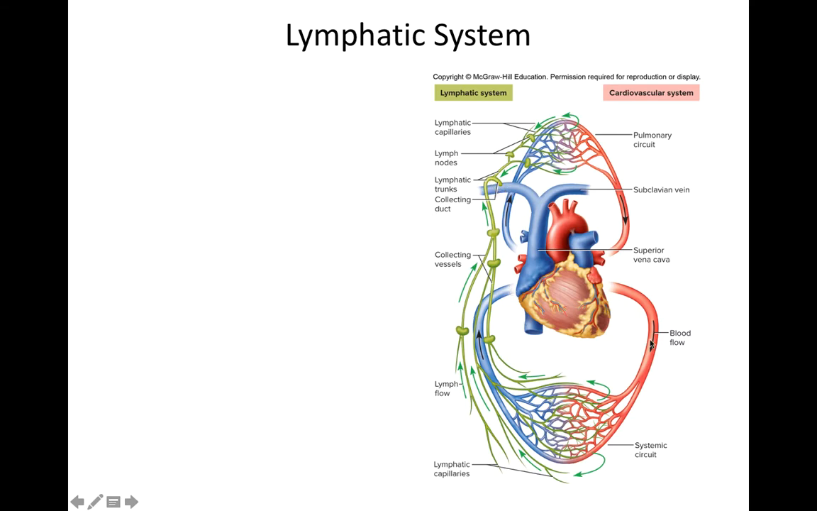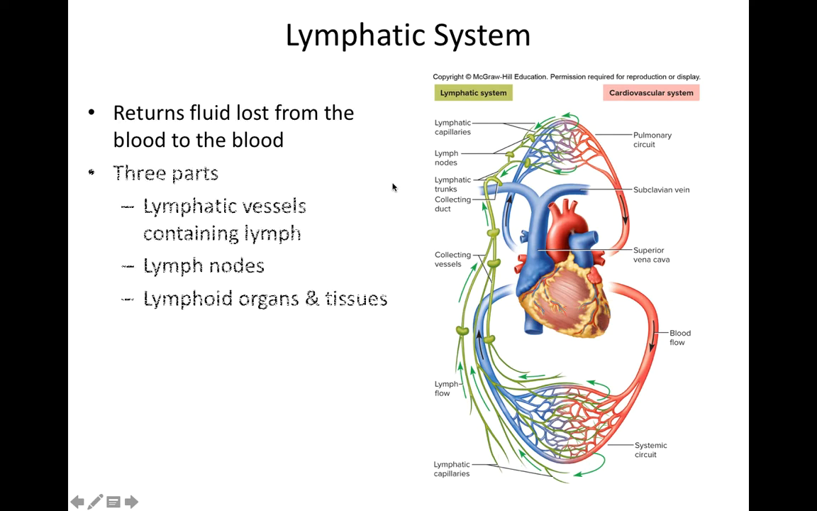So as opposed to the circular nature of the cardiovascular system, we have more of a one-way flow in the lymphatic system. So as we go along this pathway, we're going to find, obviously, the vessels that contain lymph. We're going to find lymph nodes as we go along the way. And then we also have some organs and tissues that we're going to talk about.